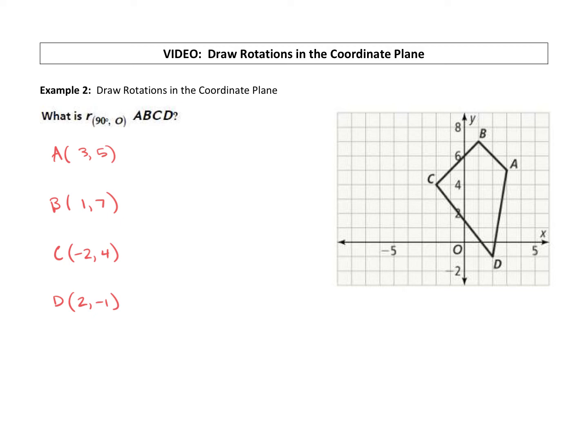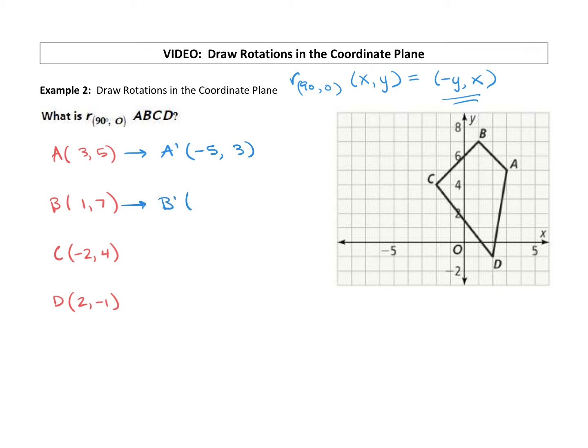So we learned in the last lesson that a rotation of 90 degrees about the origin of point (x, y) is equal to (-y, x). So that's the rule we're going to follow, (-y, x). So we're going to get our image. These are all the pre-image points. So our image, A prime, -y first. I'm going to change the sign of my y, so -5, and then the x, 3. That's where A prime will go.